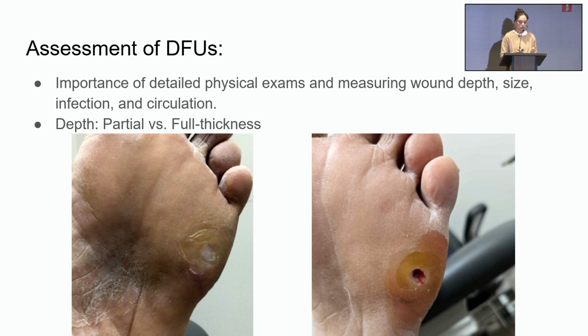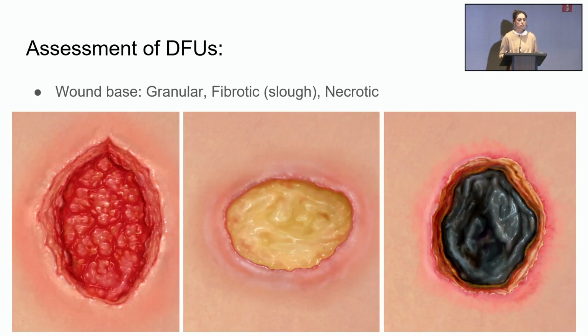So partial thickness and full thickness. We also like to describe the wound base. All the way on the left, this is what we like to see, a nice, healthy, granular wound base. It's kind of gross, but a lot of times we'll say, oh, it looks like ground meat. That's kind of what we're looking for.